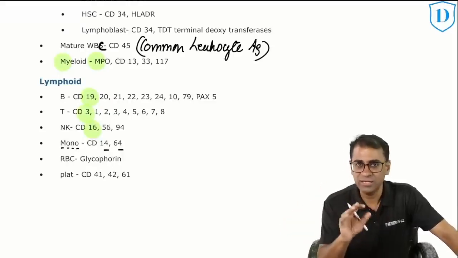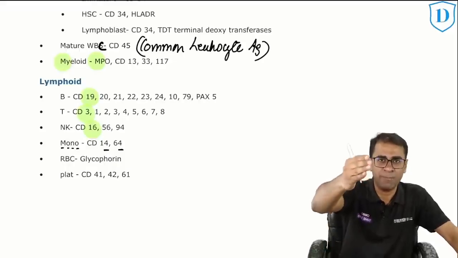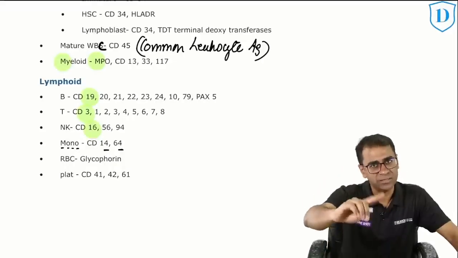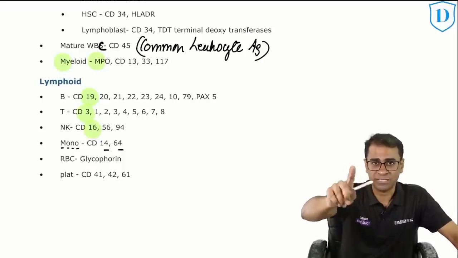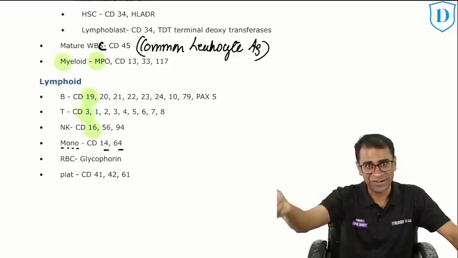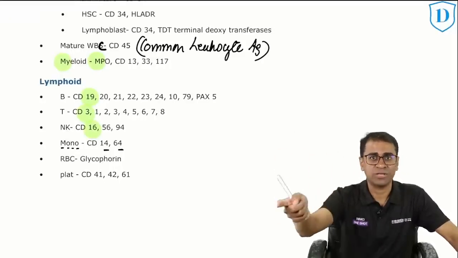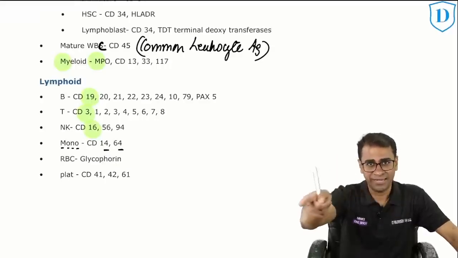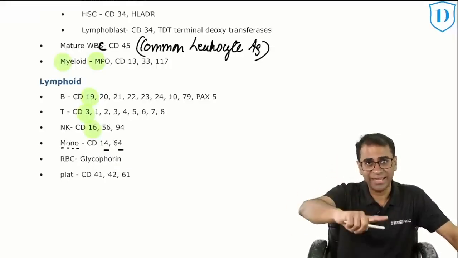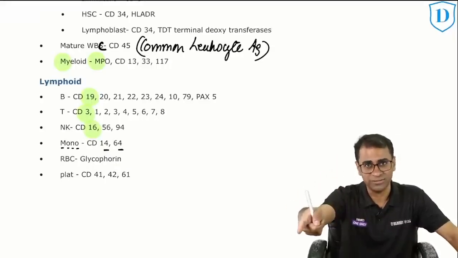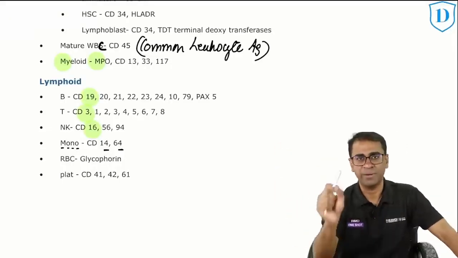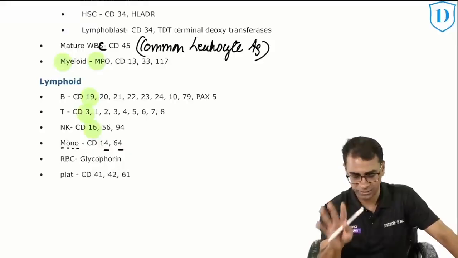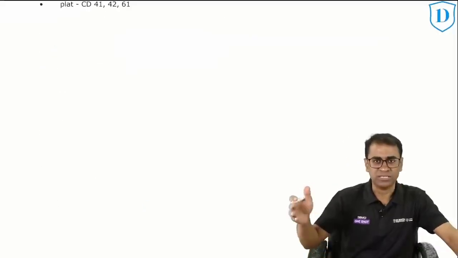So let's understand this again. All of you say with me. Marker for immature cells, 34. Blast, 34. Lymphoblast, TDT also. Hematopoietic stem cells, 34 plus HLA-DR. WBC marker, 45. B cell, 19. T cell, 3. NK, 16. Mono, 14. Clear? Okay. The marker for RBC, glycophorin; the marker for platelet is 41, 42, 61. That's it.